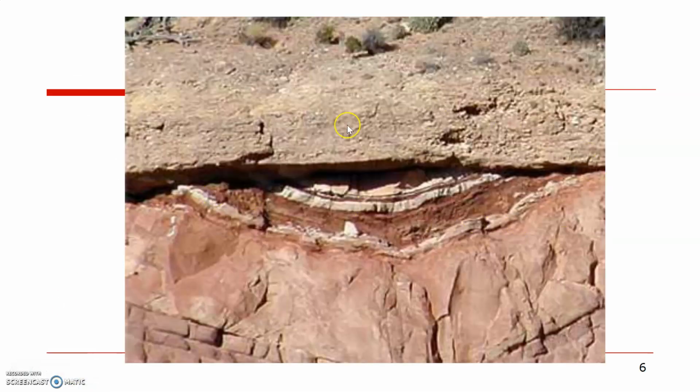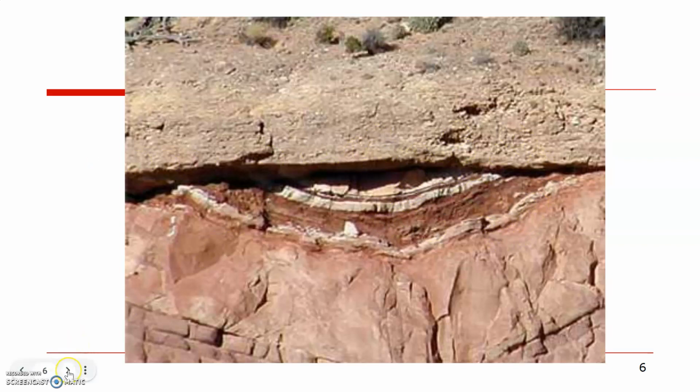This is a good picture of what one looks like out in the real world, not in a labeled diagram. So you can kind of see that these 2 rock layers, they don't really look like they match up. They look like something happened in between them, that they're not lining up well. Okay, and that would be our unconformity.